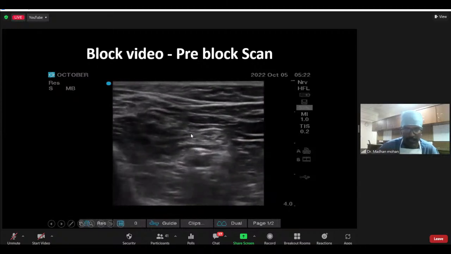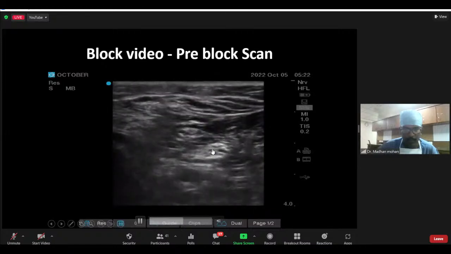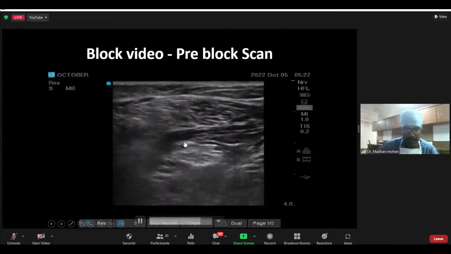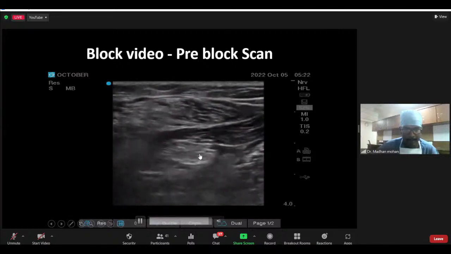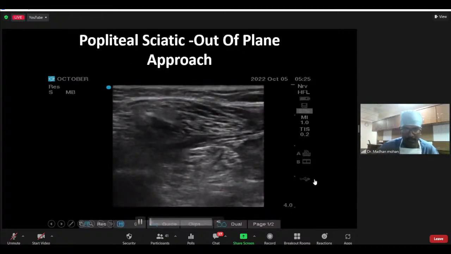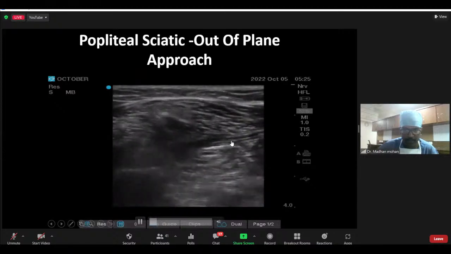This is a pre-block scan. You can see the common peroneal and the tibial nerve. Almost joined. So yeah, it's almost joined now. So you can see the out-of-plane approach. You can see the needle coming inside from here.